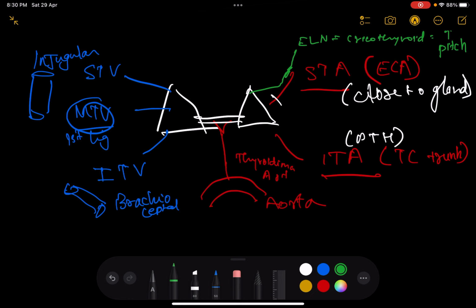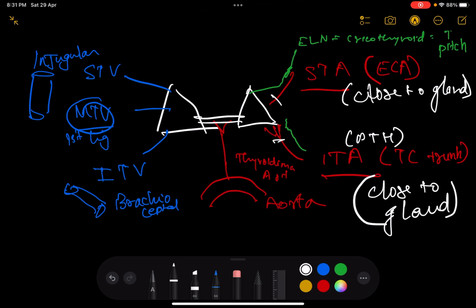Then we have your recurrent laryngeal nerve that runs close to the inferior thyroid artery, and it lies at the inferior pole. But again, the inferior thyroid artery, as it goes close to the gland, splits into its various branches. So you need to ligate your inferior thyroid artery very close to the gland, again for the same purpose of not damaging any of the nerves. All right.